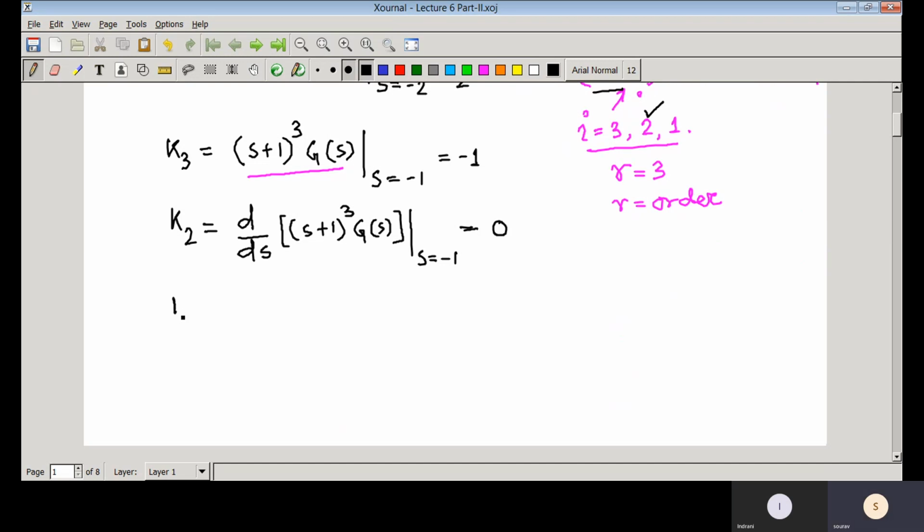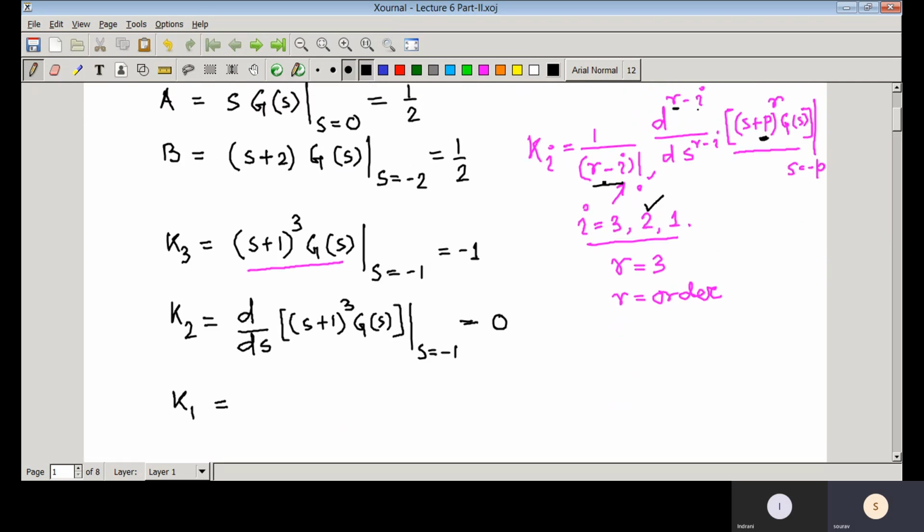Then what would be K1? So K1 is again R equal to 3, here R equal to 3 and I equal to 1. So that means factorial 2. So here that is 1 by factorial 2.